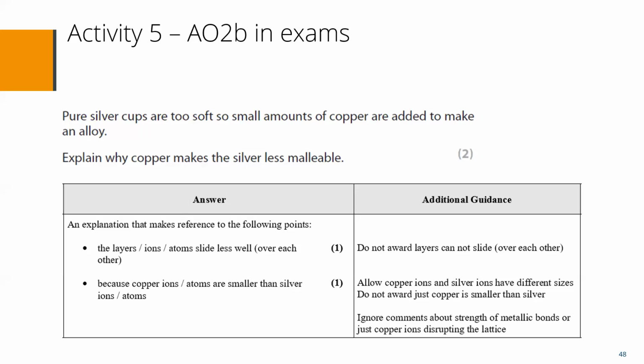Okay, and then because the copper ions or atoms are smaller than silver ions or atoms, allow copper ions and silver ions have different sizes. Do not award just copper is smaller than silver. They must have something in their answer that suggests they're talking about ions or atoms, okay? Ignore comments about strength of metallic bonds or just copper ions disrupting the lattice. That's just ignored. If they add information along those lines, you just ignore it and don't penalise.